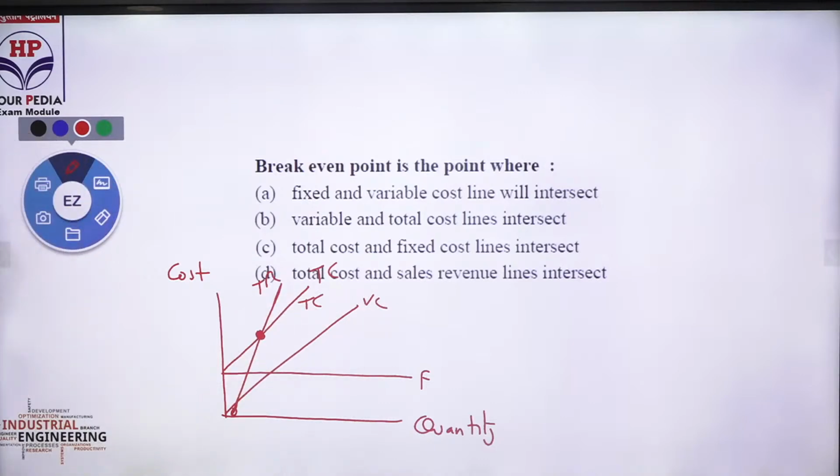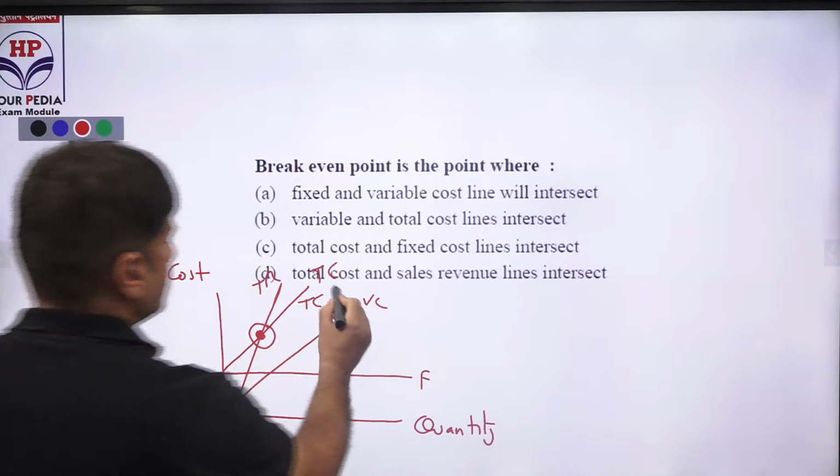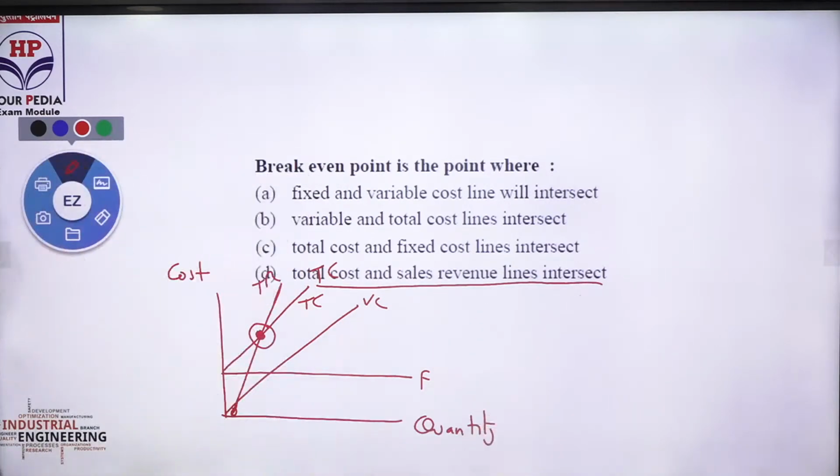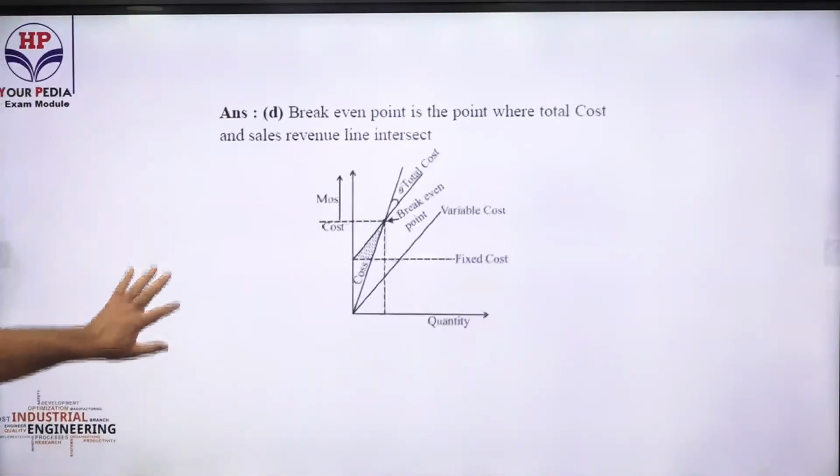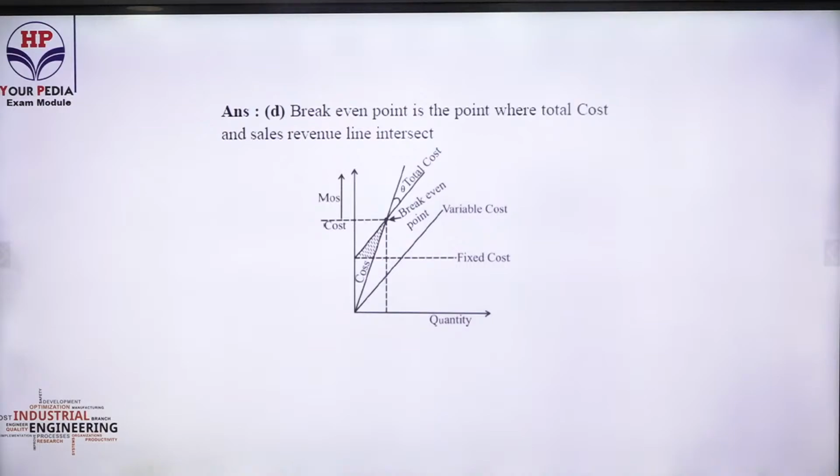So total cost and sales revenue lines will intersect, and the answer for that is D. So at the break even point, which two lines cut? Total cost and sales revenue lines. These two lines will intersect at the point which is called break even point, total revenue and total cost. Okay, go next.